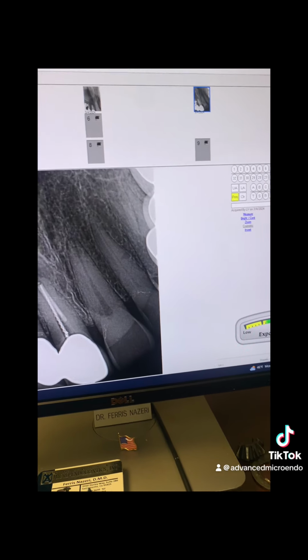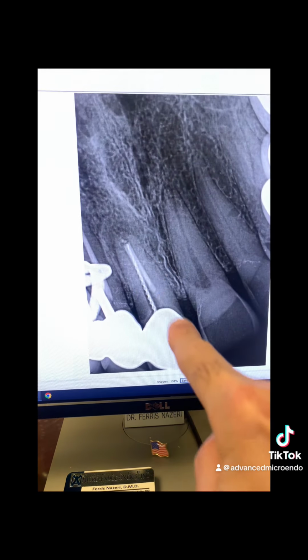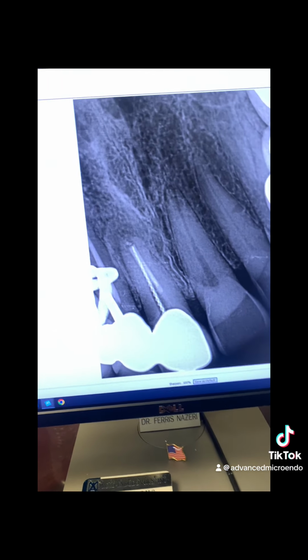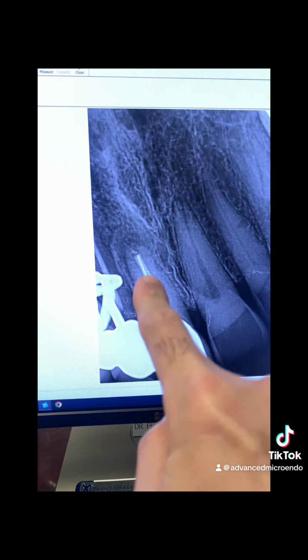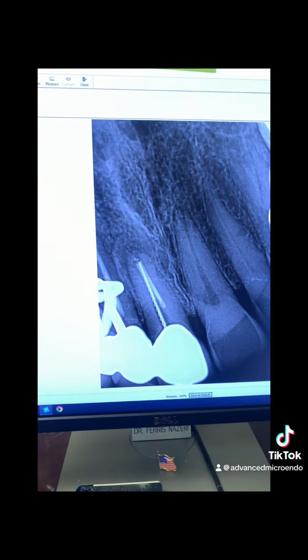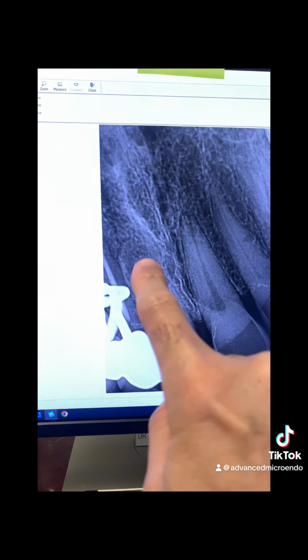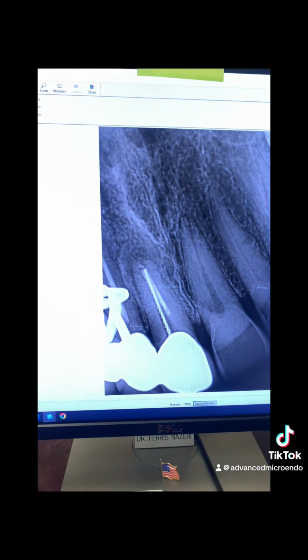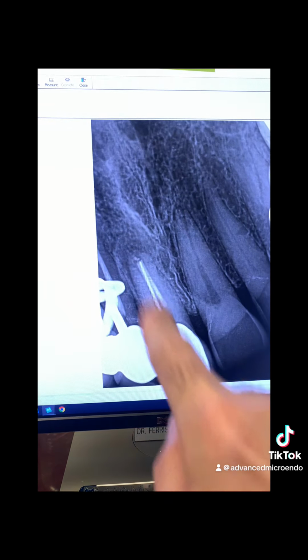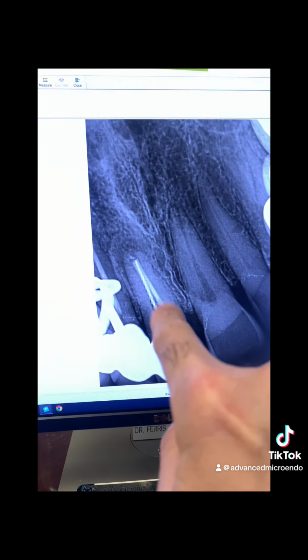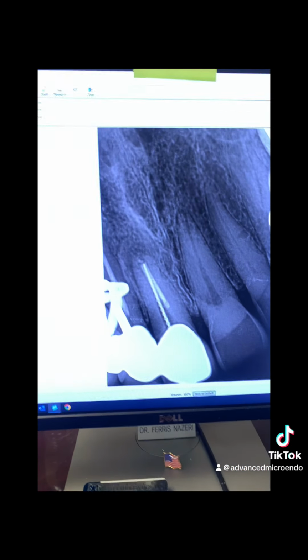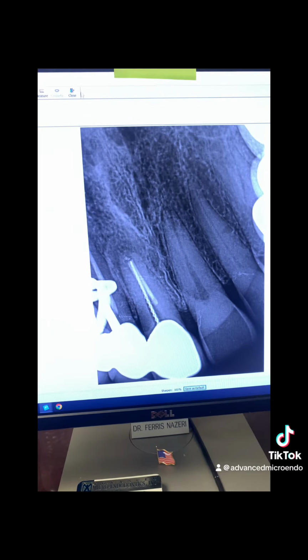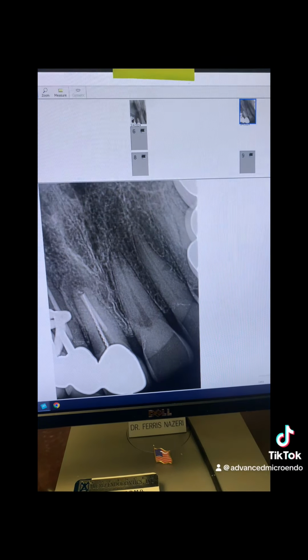Just wanted to make sure my working length was correct, and you can see this is a 50 file, and I was at 21 millimeters, and you can see I'm short by about 2 millimeters, so we went to a 23 millimeter file, and this is the gutta percha that I was able to remove. And take a look here.